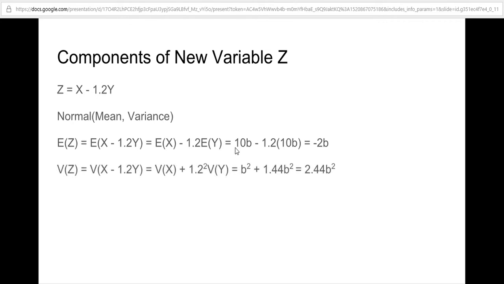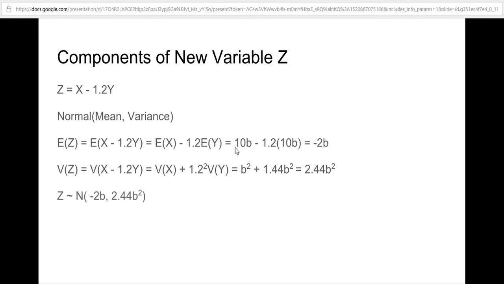Next we do our variance. Variance is slightly different, so be careful here. We're doing the variance of each component, but remember variance is additive. We're not actually doing a subtraction; our minus sign is translated into a positive sign. So we have the variance of x plus, and another important note is that when you have a constant inside of variance, you can pull it out, but you have to square it. So you have 1.2 squared times the variance of y. When we substitute our values in, we get b squared plus 1.44b squared, equal to 2.44b squared.